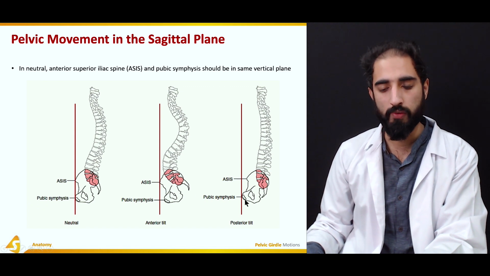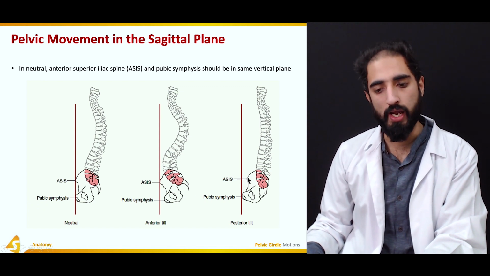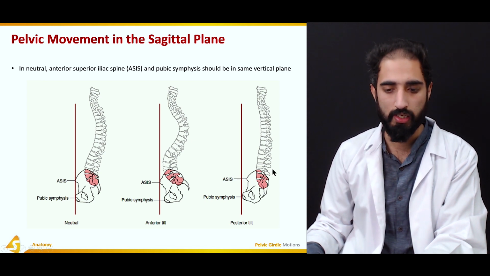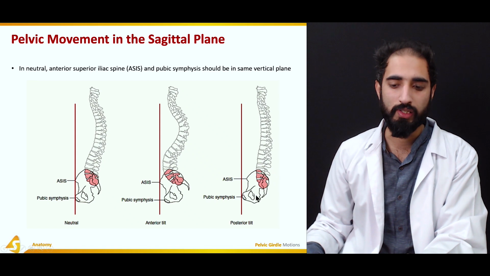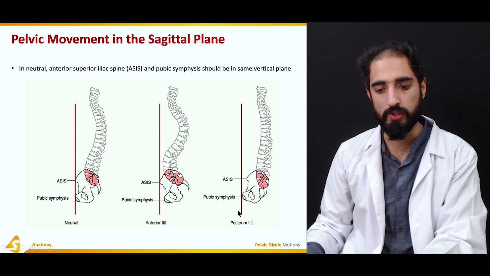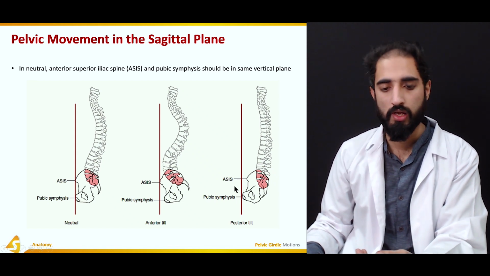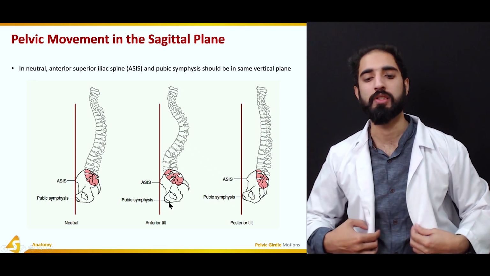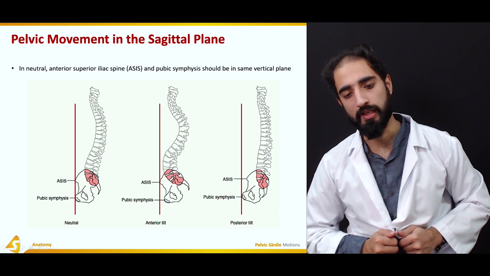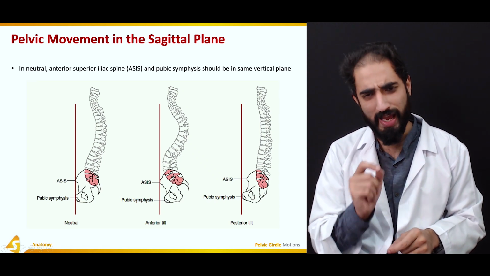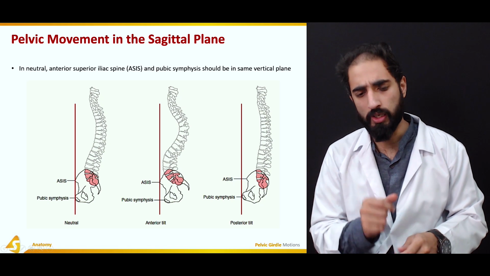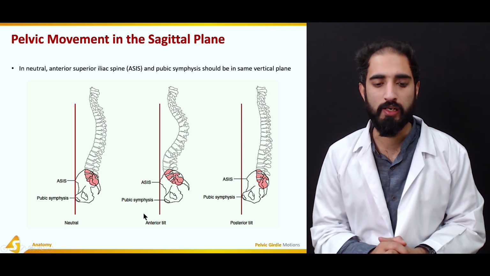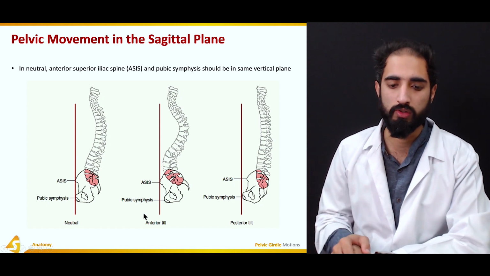Whereas in posterior pelvic tilting, the anterior superior iliac spine moves superiorly and posteriorly, and that actually results in straightening of the lumbar spine, and then the pubic symphysis is actually anterior to the ASIS, whereas in the anterior pelvic tilt the pubic symphysis is posterior to the ASIS. During the normal conditions, there's actually a slight pelvic tilting in terms of anterior pelvic tilt, but we usually say that as neutral, though it isn't the true neutral straight position.